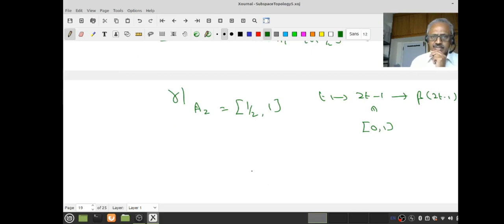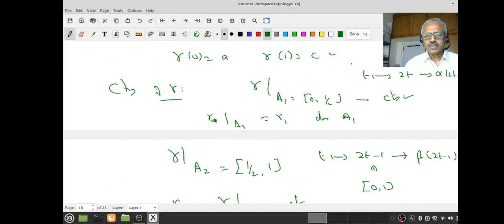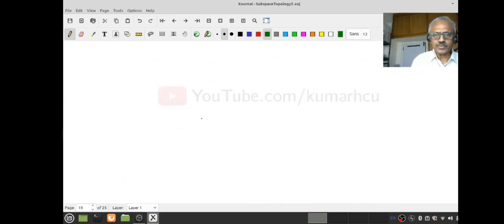You follow that? Okay, so I got a function, and do I know this is continuous? Again, gamma restricted to A2, call it gamma 2, this is continuous, and gamma restricted to A1, call it gamma 1, this is continuous on A1, right? Now I want to know whether gamma is continuous. For that, what do I have to do? I only have to check gamma 1 of half.